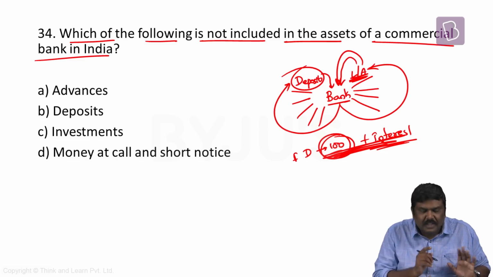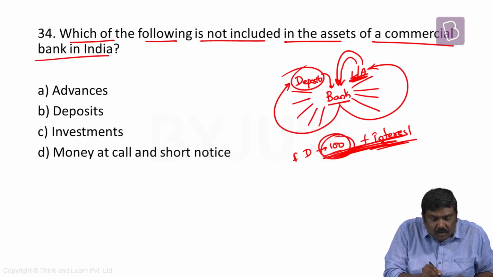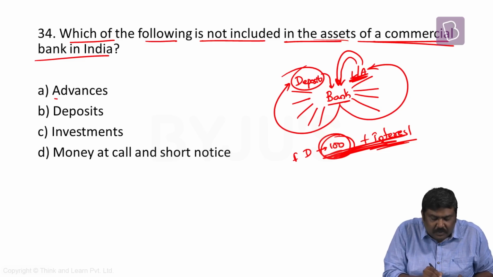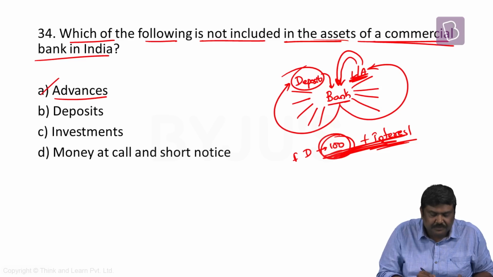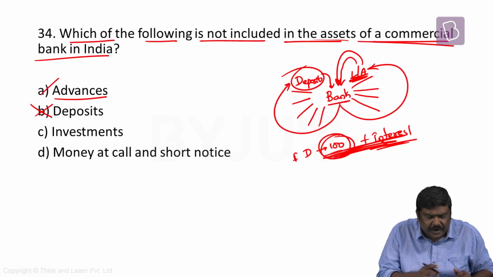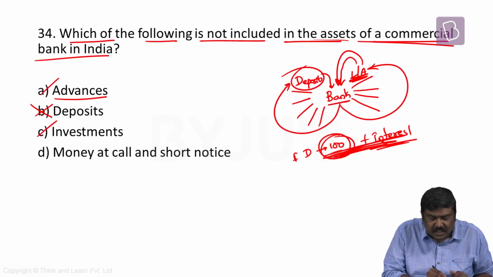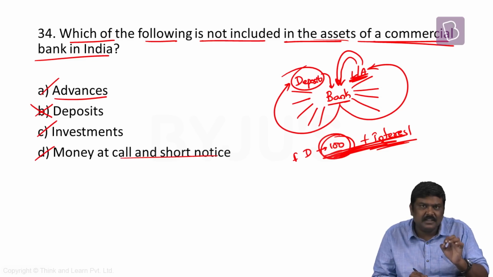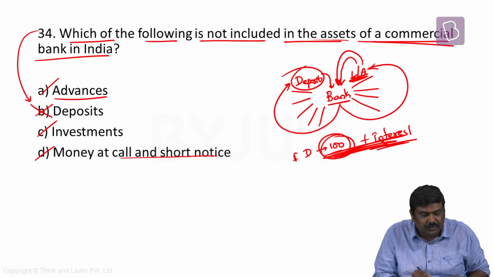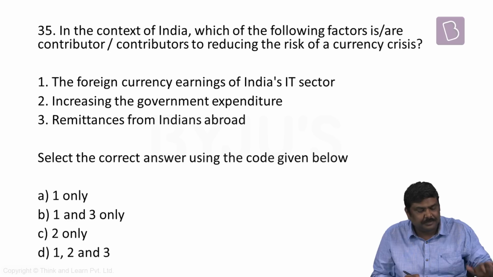So based on this, let's solve this question. Which of the following is not included in the assets of a commercial bank of India? Advances, is it an asset? Definitely yes. Deposits, is it an asset? No. We can stop there, or else let's go ahead. Investments, yes, these are assets. Money at call and short notice, yes, these are also assets. So the correct option for question number 34 will be option B, deposits.